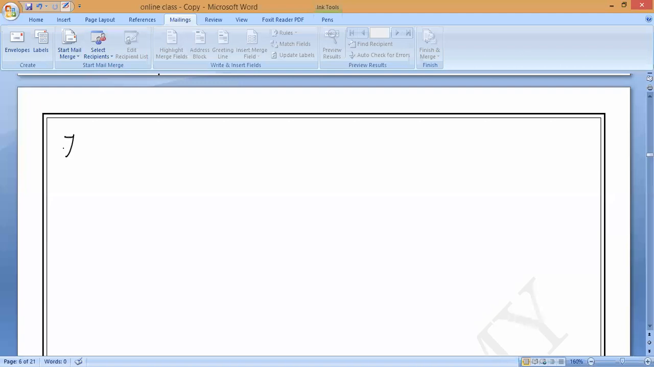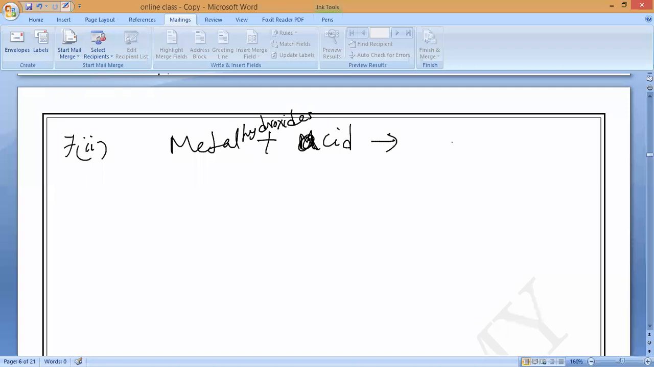Now, for the seventh property, 7.2 you can take. Acids react with metal oxides, and also with metal hydroxides. Metal hydroxides react with acid and again form the respective salt plus water. Is it yes or no?